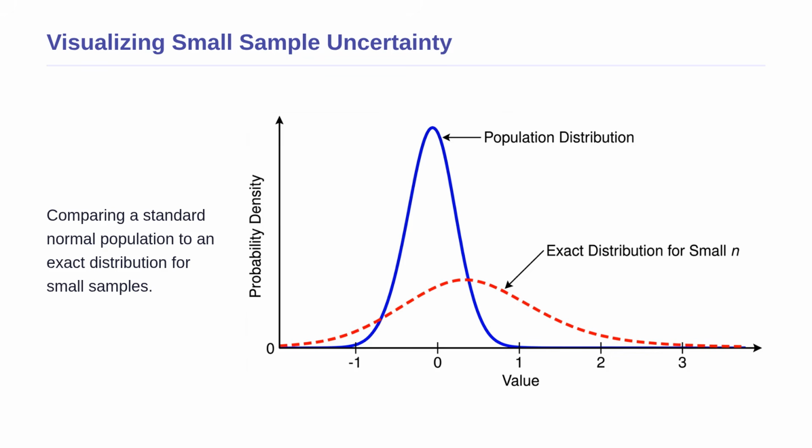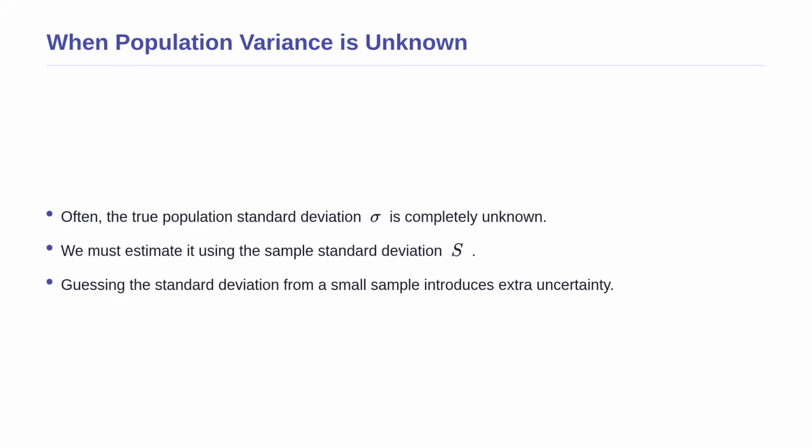Because our sample is small, we have more uncertainty. This extra uncertainty flattens the curve, making it wider and giving it thicker tails. The exact distribution perfectly models this extra uncertainty, so we do not make false conclusions when analyzing limited data. Seeing that wider curve brings us to an important practical problem.